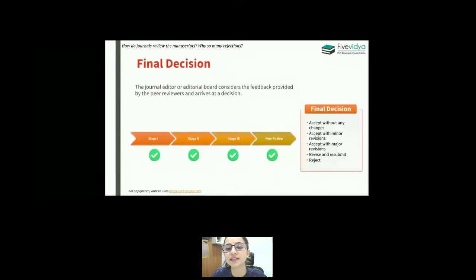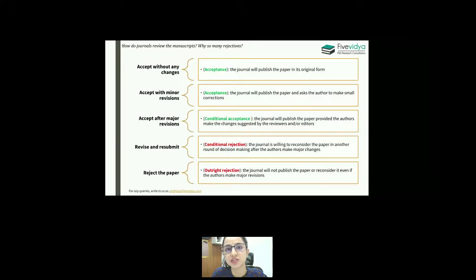Now comes the final decision. You have cleared all the stages of your screening, and finally you have reached the stage of your decision. And now the decision can be of different types. It can be, first, acceptance without any changes.